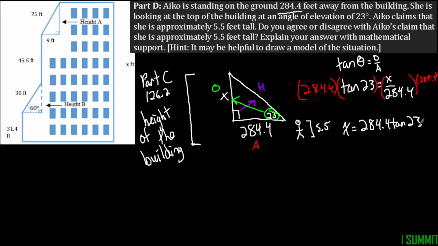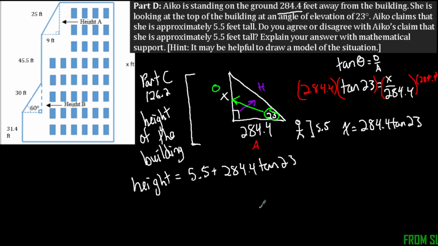And if you notice, we haven't included that 5.5 yet, because our height h has to be all that plus that 5.5. So let's say our height is going to be equal to, well, I have to include Aiko's height as well. So I'm going to say 5.5 plus our side x, which is 284.4 tangent 23.